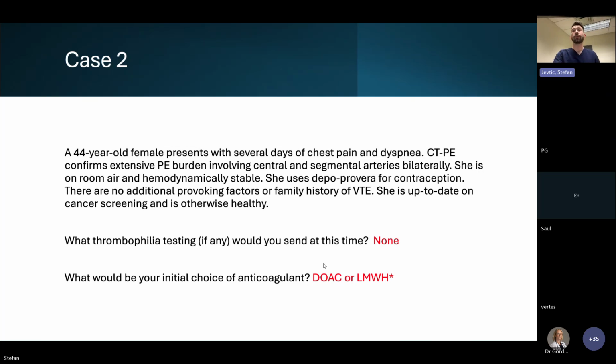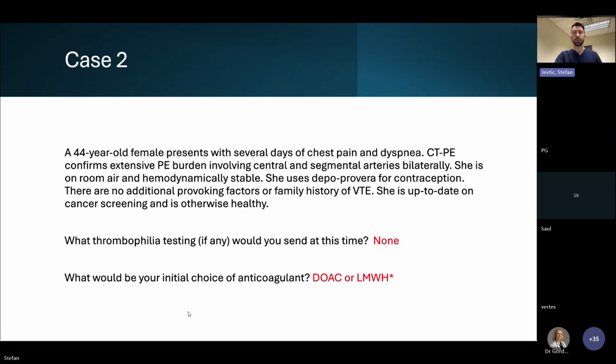In terms of the initial choice of anticoagulants, I typically start patients with submassive or larger burden PEs on low molecular weight heparin, because it has some anti-inflammatory properties as well to help settle down any of that acute inflammation, and then I'll transition them to a DOAC when they're ready for discharge.